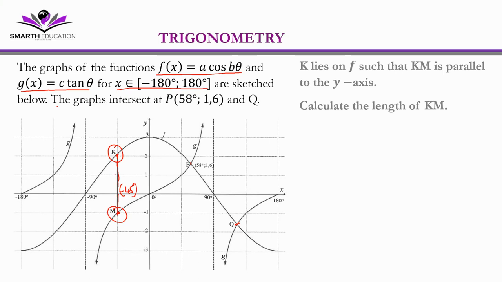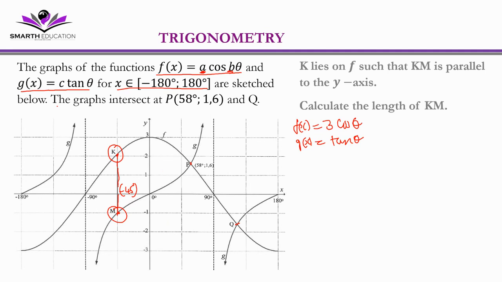Let's find the coordinates of K. So we now know the equation of f of x. f of x is equal to 3 cos theta, isn't it? We managed to find the values of a and b. a is 3, b is 1. And then for g of x also we managed to find c. We found that c is 1. So g of x is equal to tan theta. Right, let's find the coordinates of K.